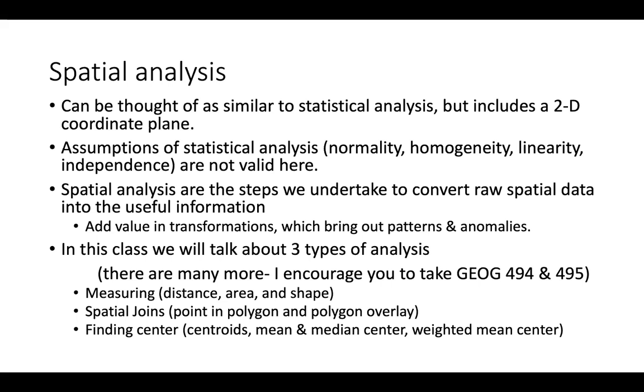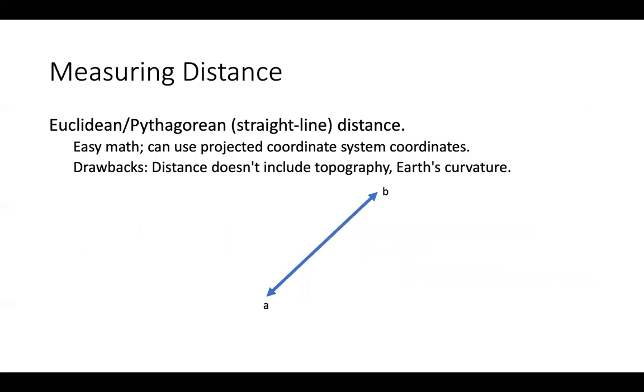Spatial analysis describes the steps we undertake to convert raw spatial data into useful information, aka we add value by doing transformations, which brings out patterns and anomalies. In this class, we'll talk about 3 types of analysis: measuring, spatial joins, and finding center in 3 different videos. There's a lot more though, and I encourage you to take our more advanced spatial analysis and geographical analysis courses in our department. So let's talk about measuring distance.